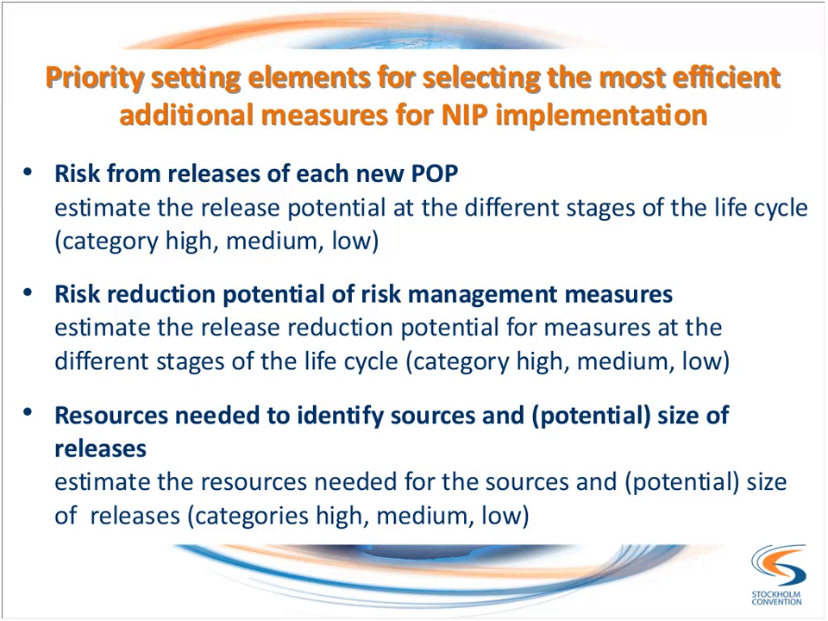Do you have the potential to reduce the risk using those measures? And again, high, medium, and low. Do you need resources for that? What is the potential size of the releases? And again, medium, high, and low. And that can give you an idea of where you are standing at the moment.